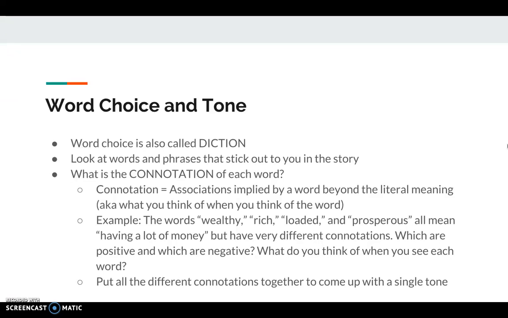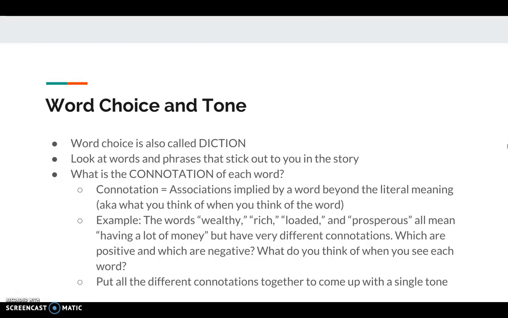Connotation, the actual definition of that word, is the associations that you have with a word that go beyond the literal meaning. That's kind of a complicated definition. You can think of connotation as what you think of when you think of that word. If I hear the word home, I might think of a physical house, which would be the literal definition, but I also might think of family and coming together and holidays and spending time together. I have all these warm and fuzzy associations with that word. All of those extra things that I associate with the word would be the connotations.